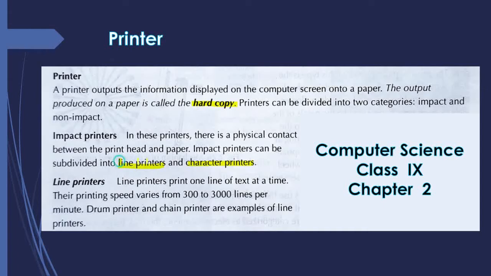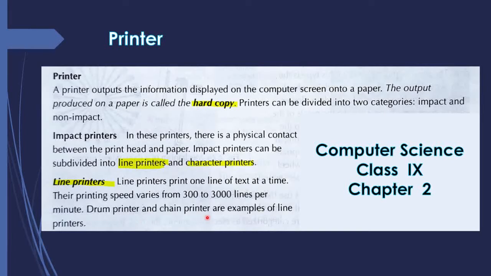So, what is a line printer? Line printers print one line of text at a time. Their printing speed varies from 300 to 3000 lines per minute. Drum printers and chain printers are examples of line printers, and we are going to discuss these.